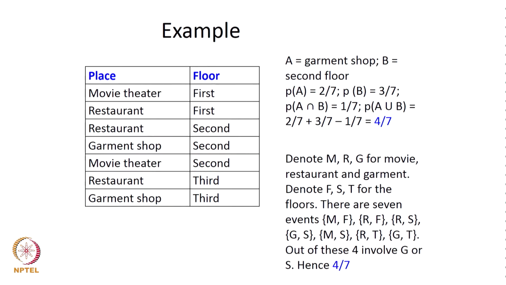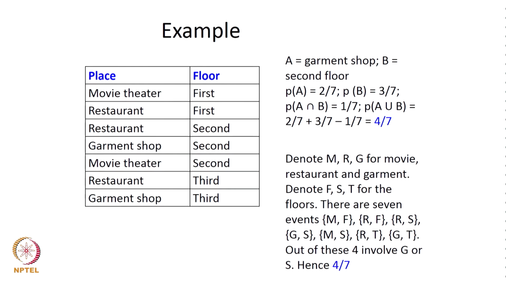We can also do this slightly differently. Let M, R and G represent movie, restaurant and garment shop, and let F, S and T represent the floors. So there are 7 events MF, RF, RS, GS, MS, RT, GT. Out of these 4 involve G or S, which is garment shop or second floor, and therefore the probability is 4 by 7. So the same example or problem we can do in multiple ways.